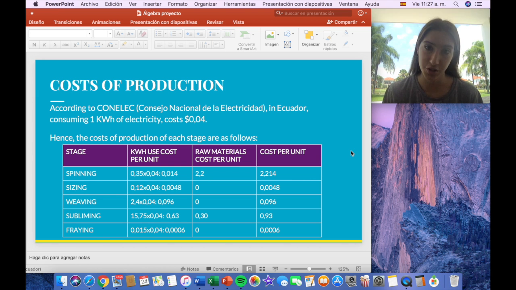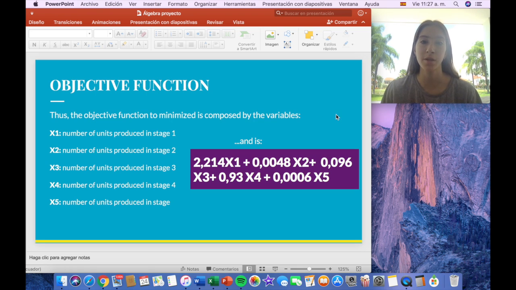So the cost of production of each stage, knowing that 1 kilowatt of electricity in Ecuador costs around 4 cents, are the ones displayed in this table, along with the raw materials cost. As AMHA wants to minimize the cost of production, the objective function will therefore be the cost of each unit multiplied by the number of units produced in each stage, which are the variables of the problem.